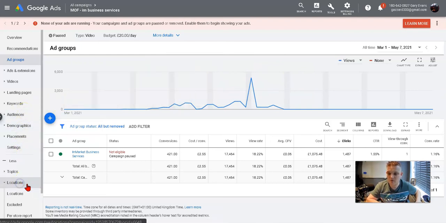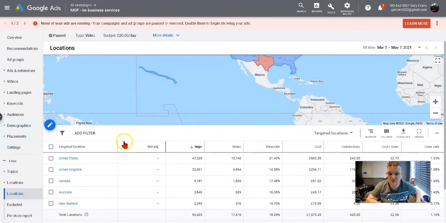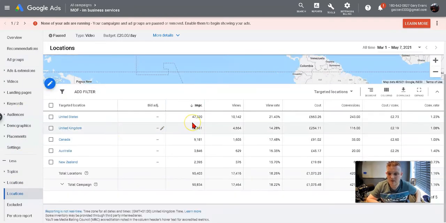So one of them being locations, right? As you can see here, I've had 47,320 impressions on this particular campaign, this in business services, with 10,000 views, 21.43% view rate, £623.26 cost alone just on this campaign, with 243 conversions, and as you can see, the cost per conversion was £2.73, which is a pretty good cost per conversion.